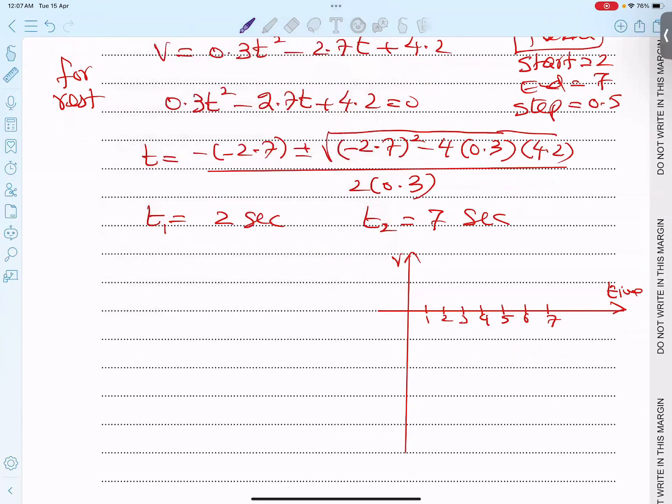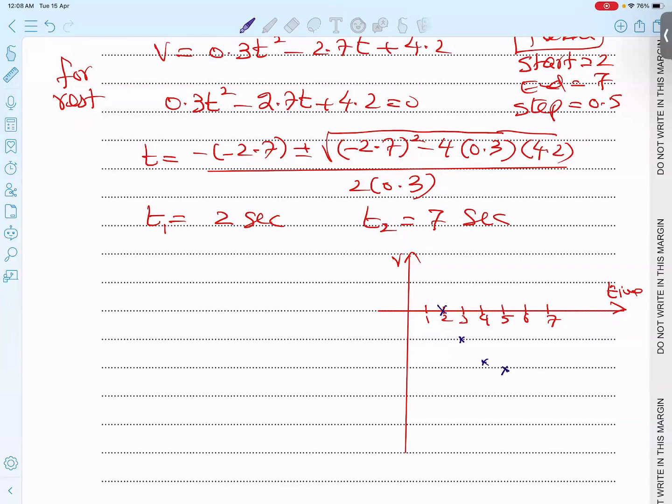So against 2, I'm getting 0. Against 2.5 or against 3, I get negative 1.2. Then against 4, negative 1.8, and then negative 1.875. Then I got negative 1.8, and then it is turning back.